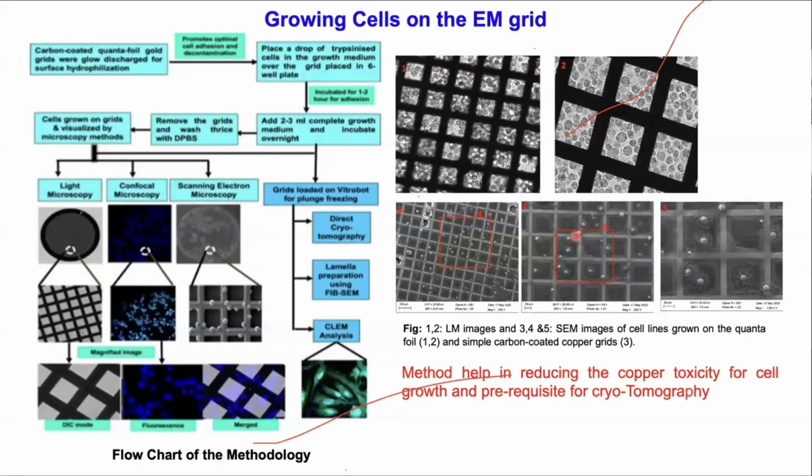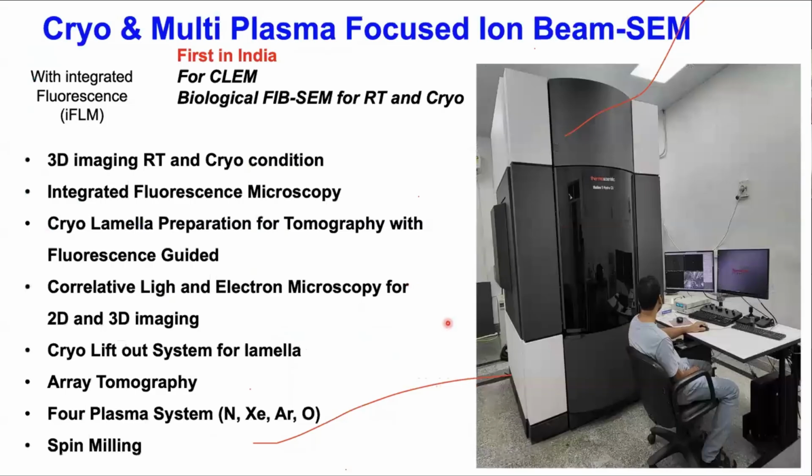Before doing the cellular systems, it's better that we grow the cells, and we have developed these growing conditions. We can use the carbon copper grid also with multiple coating, and we are able to generate the cells, though mostly people use gold grid. This whole procedure was standardized at our facility. We can use it for imaging, or later for imaging in cryo conditions after plunge freezing using GP2.